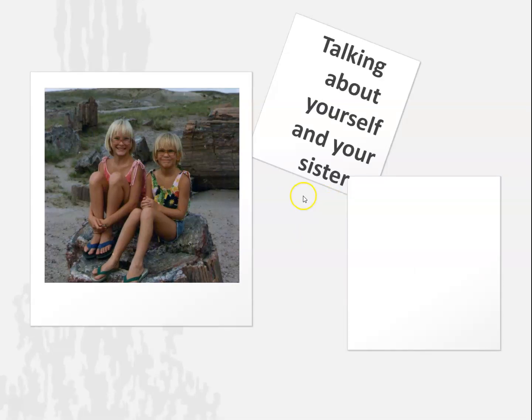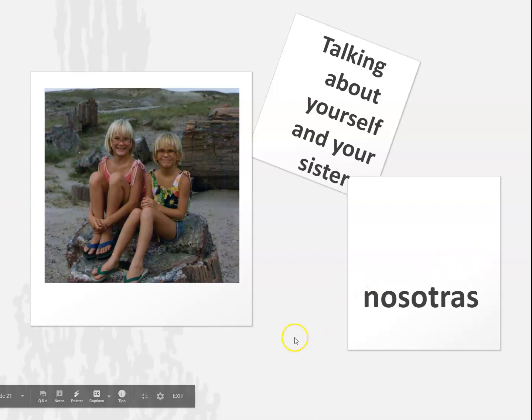And then the last one is talking about yourself and your sister. And this one can be tricky. If you're a boy, you're going to say nosotros. Because as long as there is one male, you're going to have to say the male version of the subject pronoun. But if you're a female, then you're going to say nosotras. And this is it. And if you have any more questions, let me know.